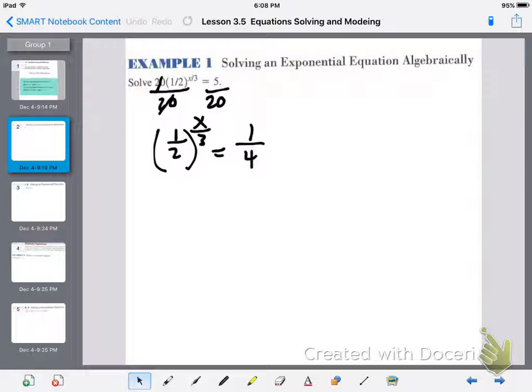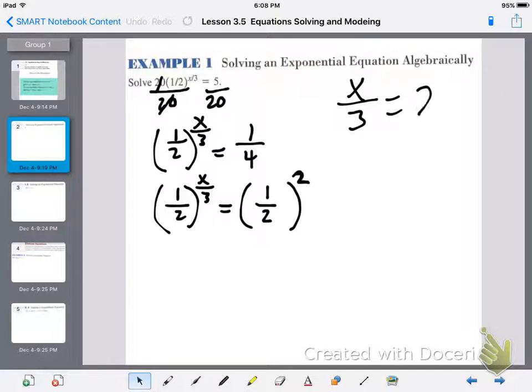Now, those are not the same base. However, I can make them the same base because 1/4 is really 1/2 squared. That's a 2, not a z. So I can rewrite 1/4 as 1/2 squared. Now the bases are equal. Well, by our one-to-one property, that means that I can take the exponents and set them equal to each other. So, times 3 to both sides to get rid of the 3 on the bottom, and x equals 6.